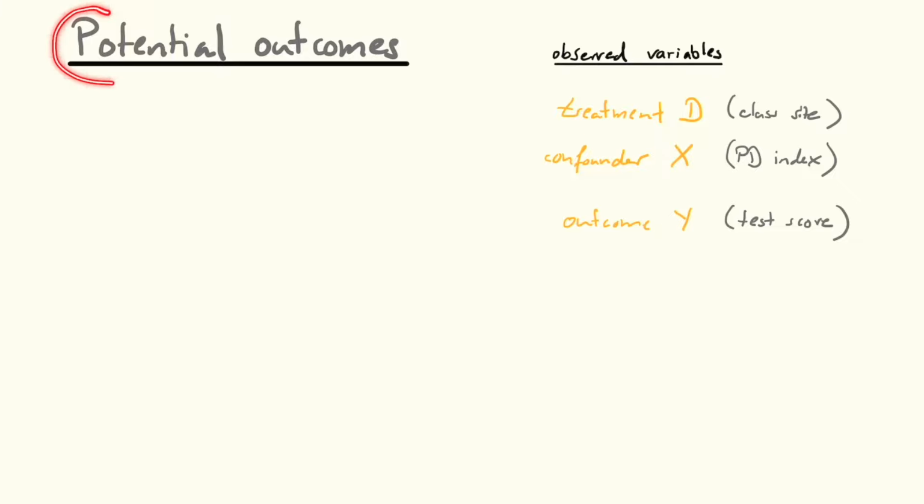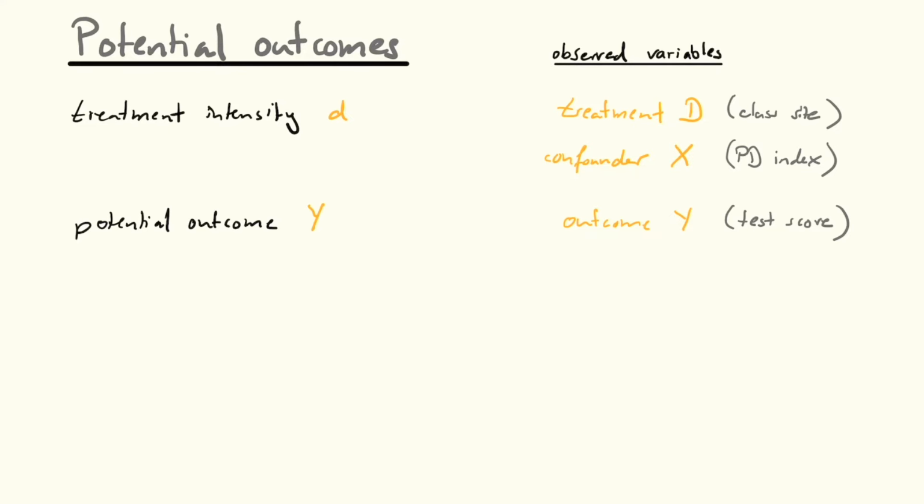The potential outcome defines what the outcome will be under a hypothetical treatment assignment of small d. So this is a classroom size that's potentially different from the observed classroom size. For every possible treatment intensity, we assign a potential outcome. We previously called this y of d. Now we've added the confounder x, and we treat x similar to d.